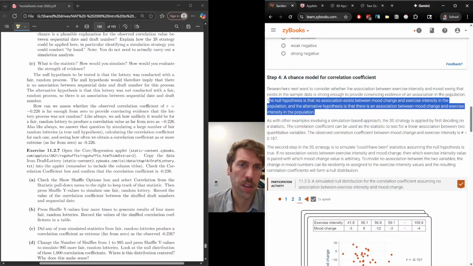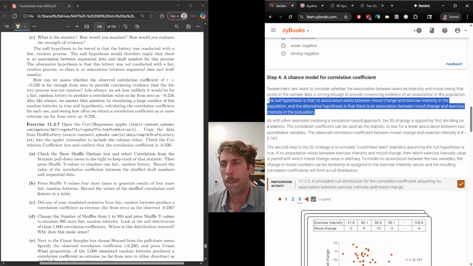So the null hypothesis to be tested is that the lottery is conducted with a fair random process. So the null hypothesis is that there would be no association. The alternative is that it was not conducted fairly, not a random process, so there is association. So how can we assess whether or not negative 0.226 is far enough from random? Well, we can check out how it adds up.